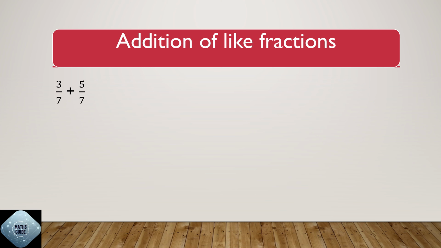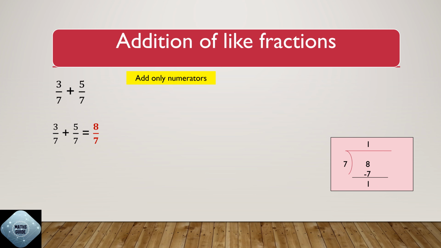Now in this example, we again have two like fractions and we have to add them. As you know, we can add like fractions by adding only the numerators, and the denominator remains the same as it is representing total parts. So by adding numerators, we get 8/7, which is an improper fraction. As I told you in my previous lecture, an improper fraction is converted to a mixed number in simplified form. So by dividing, we get 1 whole 1/7.